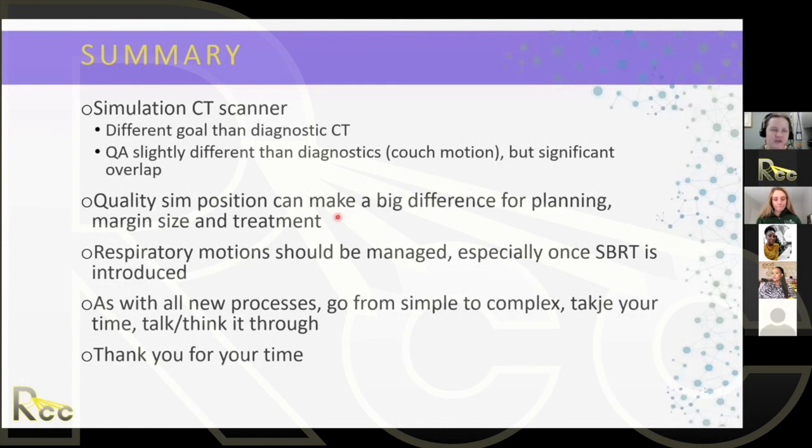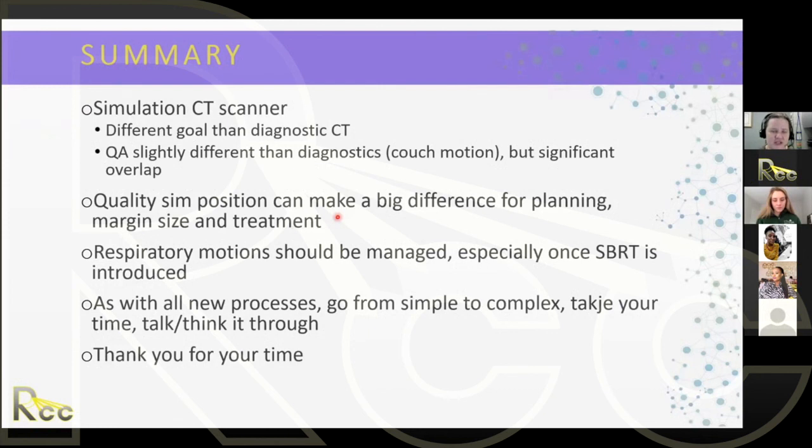If you have respiratory motion, if you can manage that, it helps you reduce your margin, especially once you get comfortable with implementing IMRT at your centers and you're going to move to more hypofractionated regimes or even to SBRT. As with all new processes, go from simple to complex.